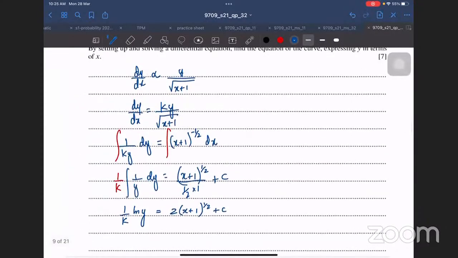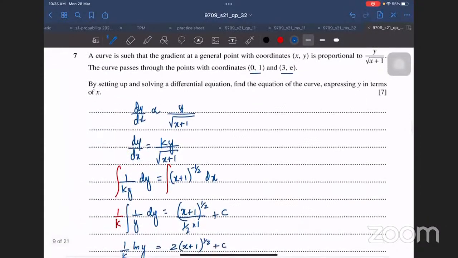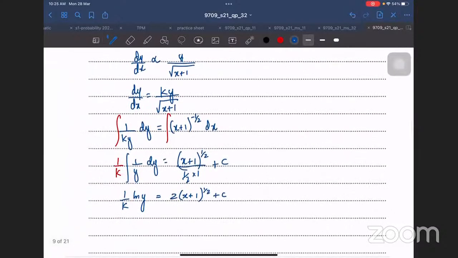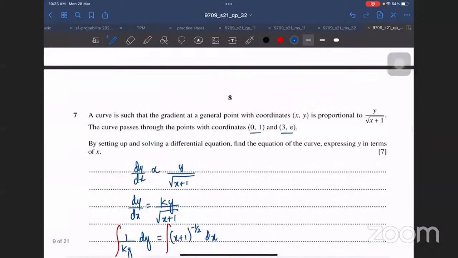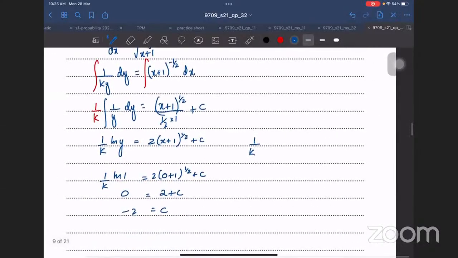Okay. Now I have two unknowns and I have 2 points. 0, 1: ln 1 equals 2 plus c equals to 0. Okay, so c equals to -2. Simple. What's the other point? 3 comma e, ln e. So this is also simple.